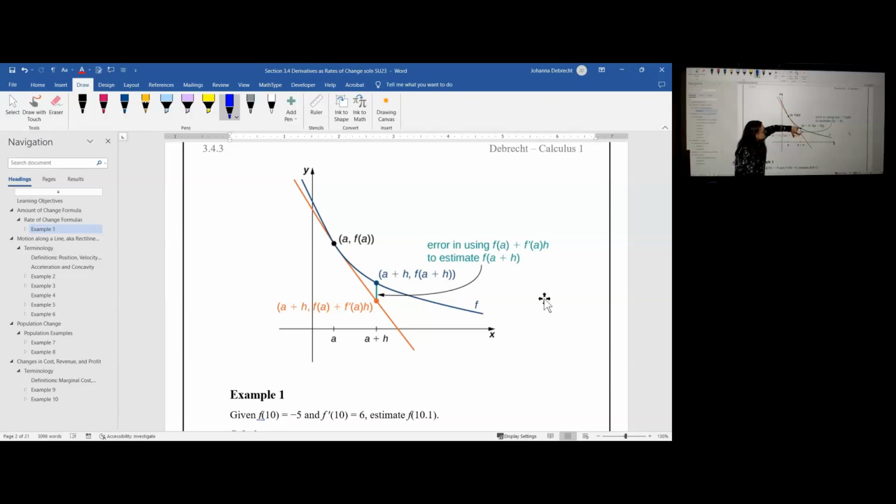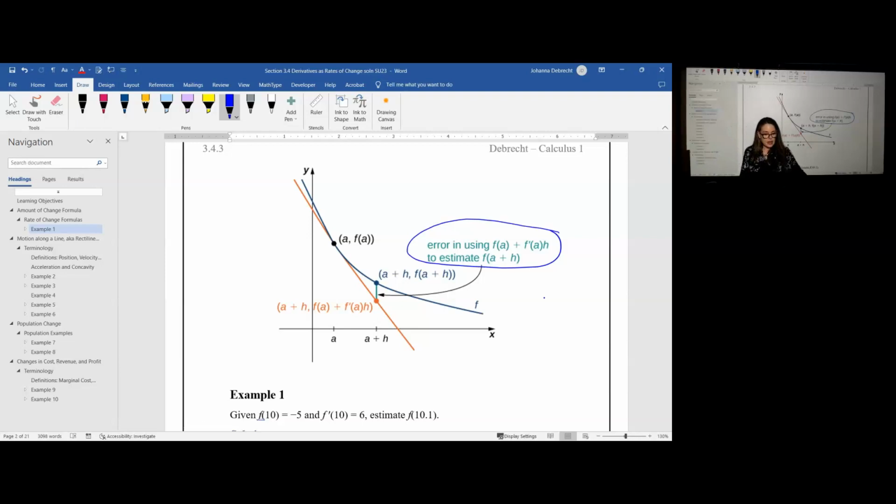When you do this, you can see that those y values are not exactly the same. They're a little bit apart. As long as we take an h value that makes our point relatively close to A, f of A, then the tangent line will still be relatively close to the curve. And this error that you see here should not be terribly large. This is the error in using that approximation, f of A plus h times f prime of A, to estimate the value on the curve itself.